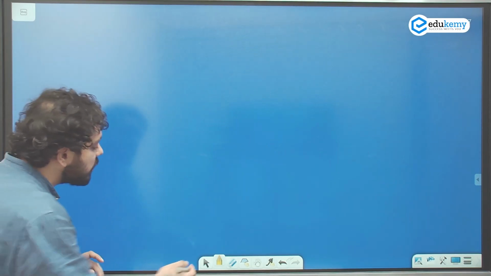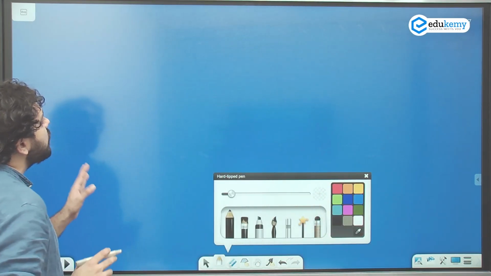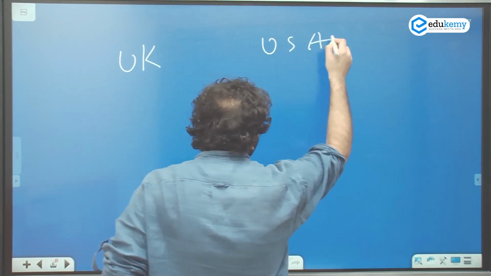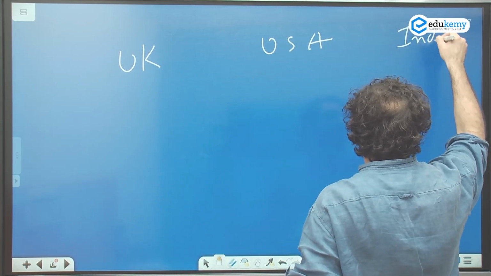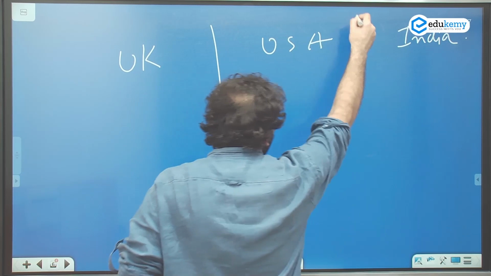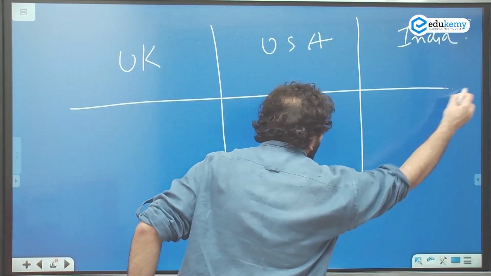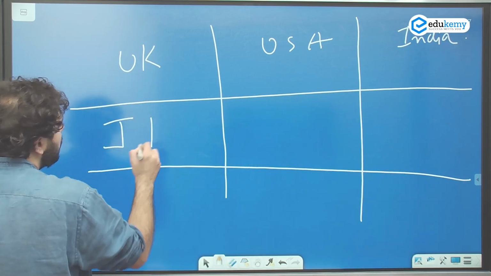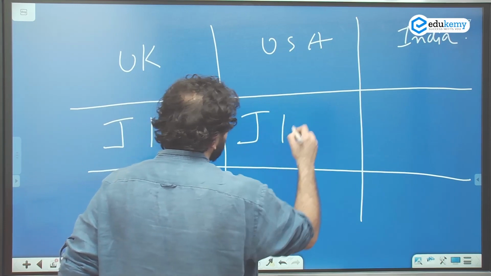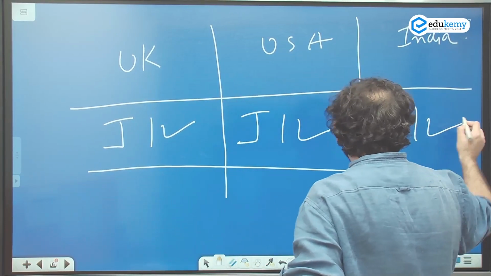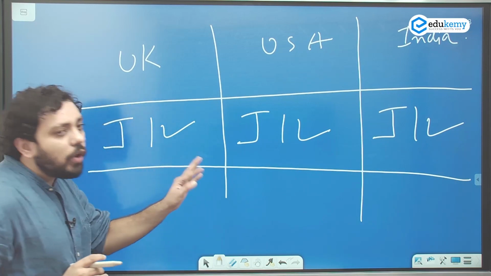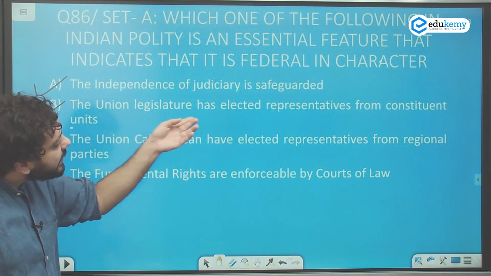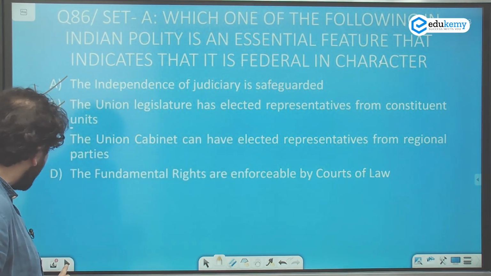Now we are halfway through our explanation. If I have to do a simple logic of understanding this, the UK, the USA and India, all three of them have the character of judicial independence. But can we also say that all three of them have the second option given to us in the question? The Union legislature has elected representatives from constituent units.